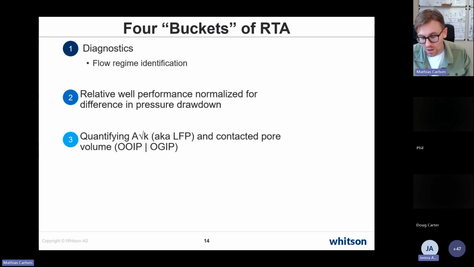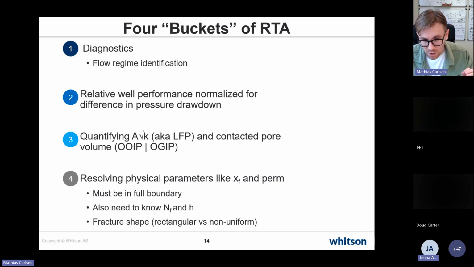Where I see a lot of people where they've done RTA and they've burnt themselves, and after that they've said, I've tried RTA and it doesn't work. That's when they go from number 3, which is quote unquote unique, to number 4. And number 4 is that you use RTA to resolve physical parameters, such as fracture half length and permeability. And if you know what you're doing, if you know all the assumptions that you're making, and those assumptions are reasonable, that's a totally legit thing to do. But if you're not comfortable with those assumptions, or if you don't even know what assumptions you're making when you do that, that's when it becomes dangerous.